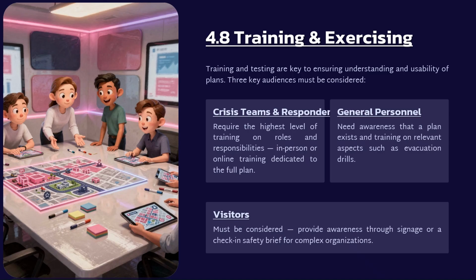First, organizations must ensure that crisis teams and response personnel receive specialized training related to their responsibilities. Next is general personnel awareness. All employees should understand basic emergency procedures, such as evacuation routes, alarm signals, and assembly locations. Training may include classroom sessions, online learning modules, or practical drills.